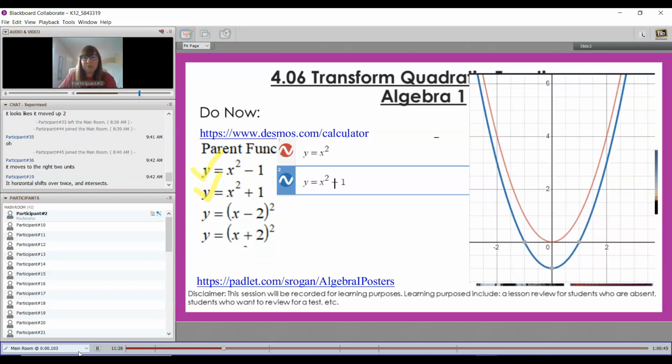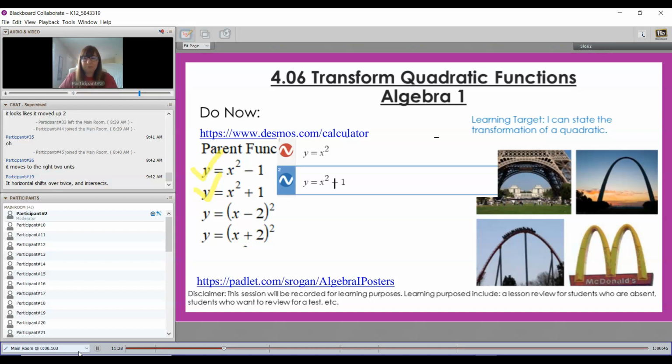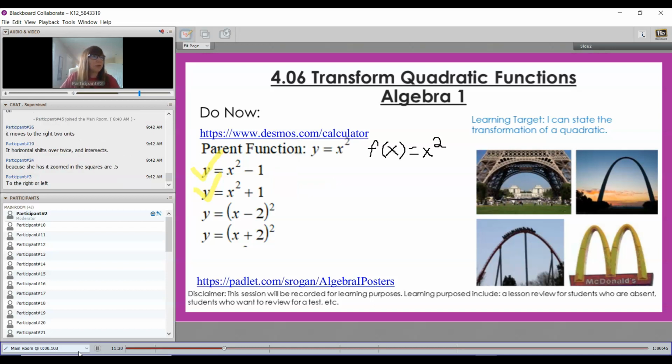Let me clear these off and we'll start again. What do those do? To the right or the left? Yes, you got it, Melody. Yep, Hayden, exactly. It's going to move it to the left or right. We're going to have those horizontal shifts when we have that minus and plus here. You got it. Who remembers which sign does what?